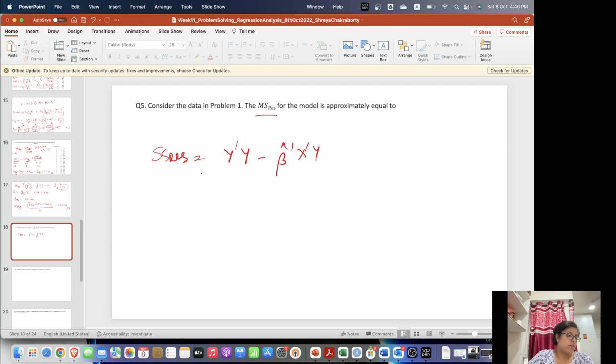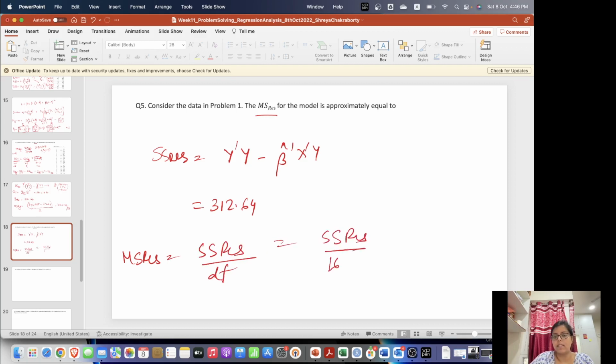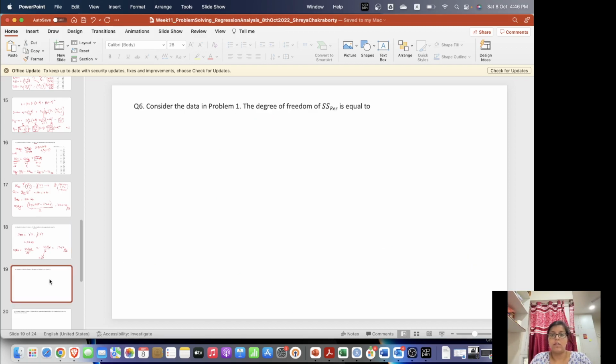So SS residual we got it 312.64, and MS residual is SS residual by residual df, that is nothing but 16. How we got? N minus 3 unknown parameters. So this would come out as 19.54. I hope this is clear. Again, the same kind of questions. Degrees of freedom of SS residual is 16.